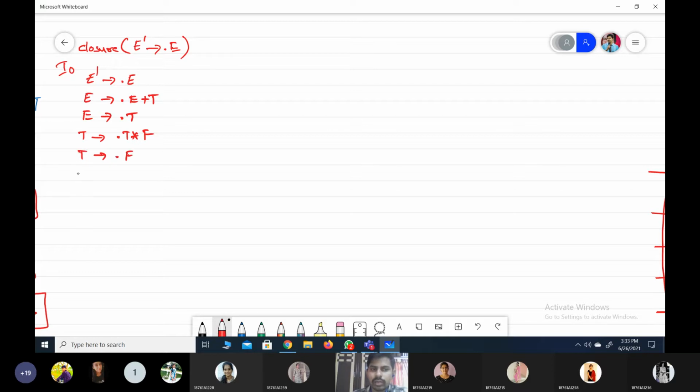Okay, and after that dot, F is also observed. The F replaceable productions are F tends to open parenthesis E closure parenthesis, with the dot put at the start, and F tends to id. So these are the productions that I have observed in the first item set.